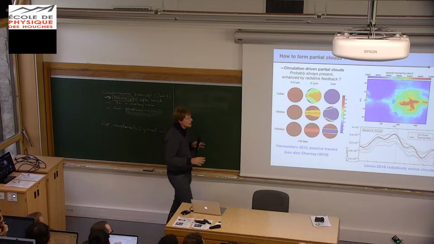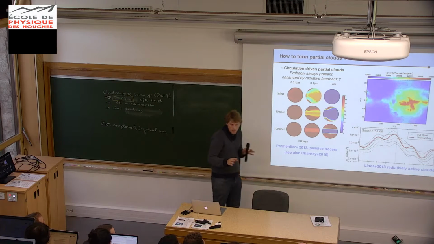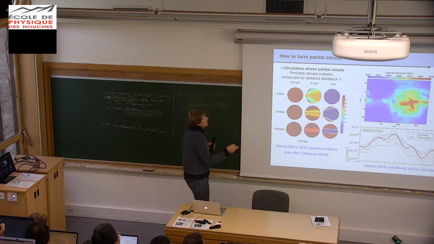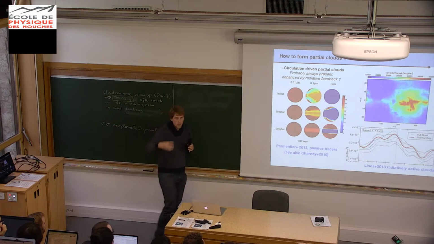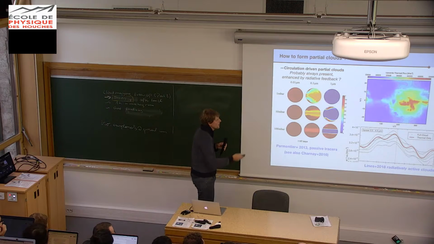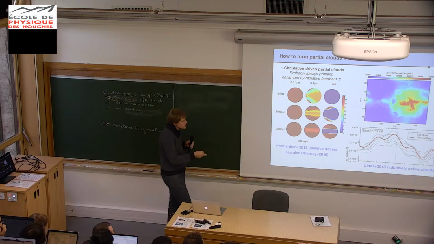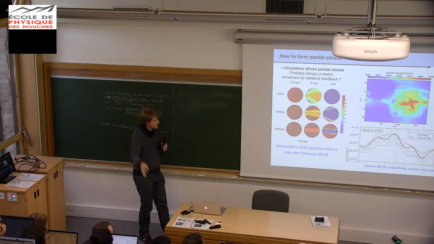I identify 2 ways to make partial cloud. There might be more. We can discuss that. The first one is circulation-driven partial cloud, which is basically like on Earth and most planets in the solar system, circulation-driven. And this is a simulation with tracers that are passive tracers advected in the atmosphere.